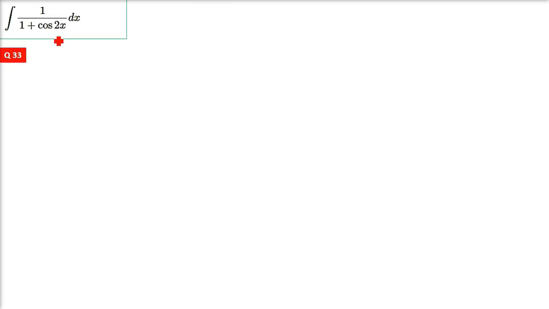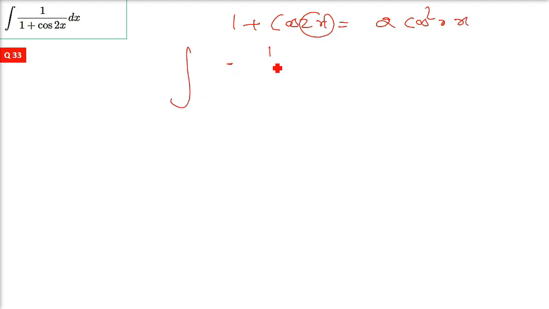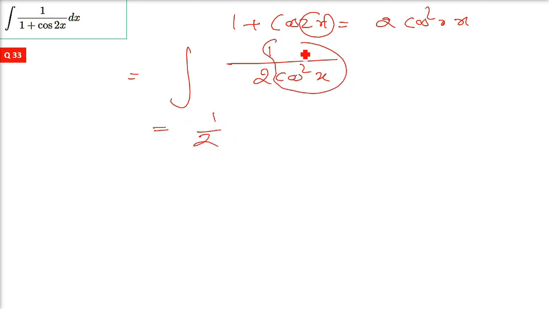Now this question we have almost done. See, 1 plus cos 2x is simply 2 cos square x. Since it is 2x, it will only be x here. So 1 plus cos 2x is in the denominator. Let us use this relationship: 1 plus cos 2x can be written as 2 cos square x. This 1 by 2 can be taken out. 1 by cos square x is simply sec square x. So you need to integrate this sec square x.